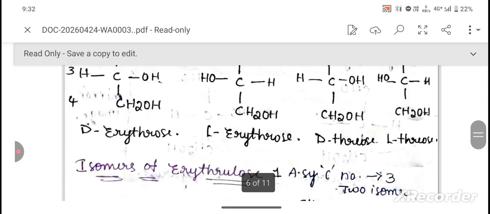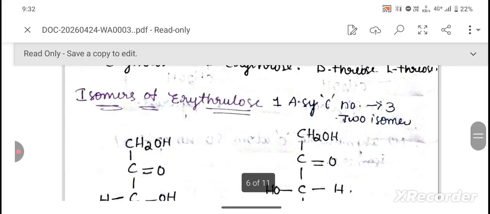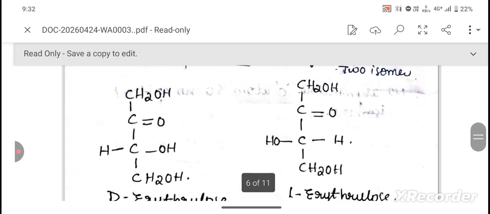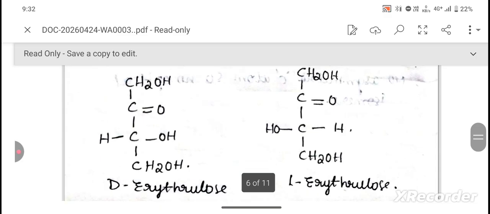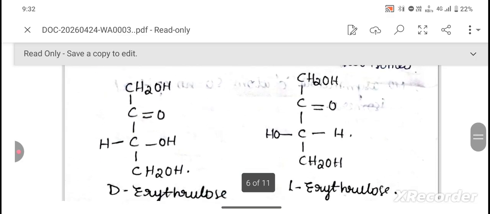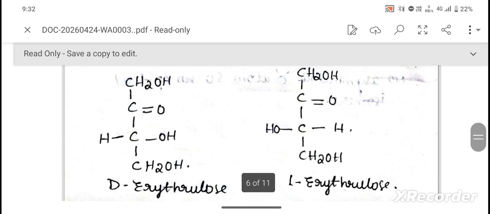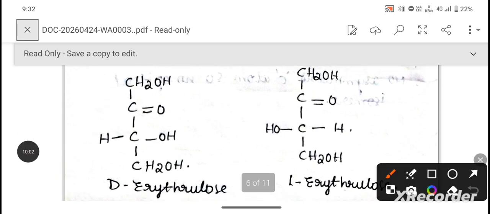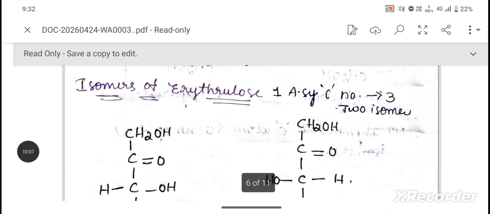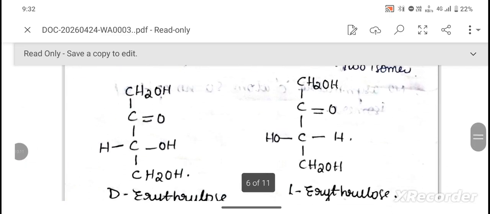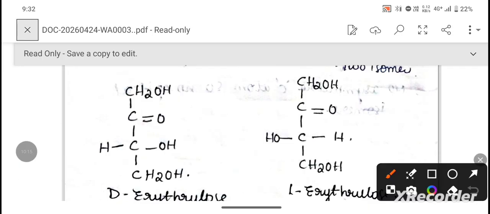So this is about tetroses. Now when you observe the structure of an erythrulose, it consists of only one asymmetric carbon atom at position 3. So where you can observe like this.